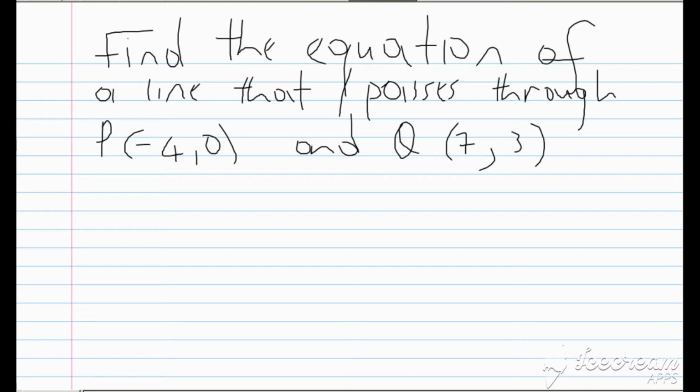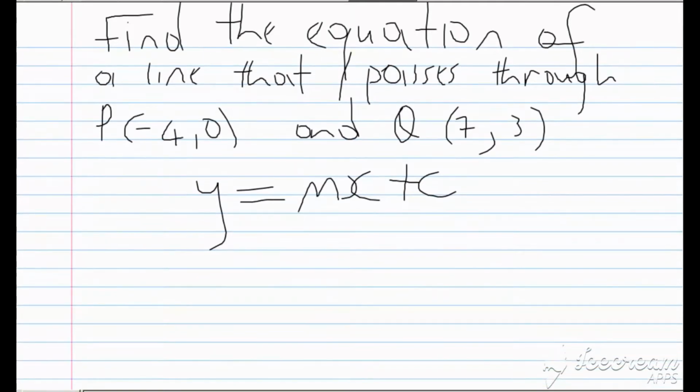Here's a second example. Find the equation of a line that passes through the points P(-4, 0) and Q(7, 3). The very first thing I would want to do is to set up the general equation of a line, which we spoke about in the previous video, which is y = mx + c.